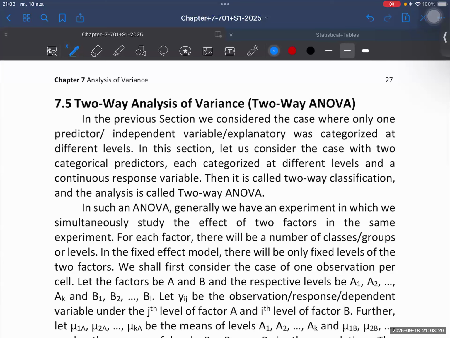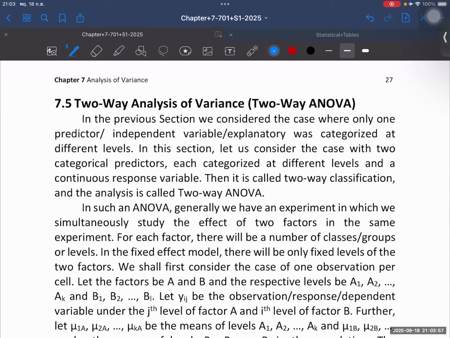Okay, this is the second part of the analysis of variance. Last time we talked about the one-way ANOVA, right? We wanted to understand the one factor that affects the dependent variable, so we call the effect the treatment, or the independent variable, or the explanatory variable, right? Sometimes we call it the predictor, and the dependent variable we call the response.